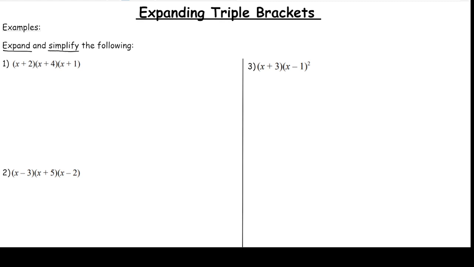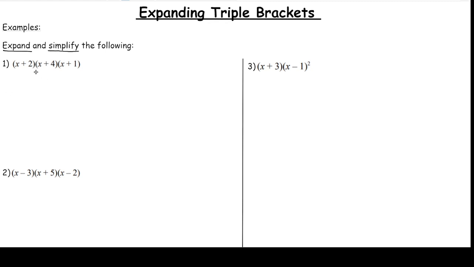Since there's no concrete method for expanding three brackets all together, we are going to have to expand two of the brackets first. Does it matter which two brackets we expand? No, it does not, because multiplication is commutative. This means that the order of multiplication does not matter. And so it doesn't matter which two brackets we expand first.